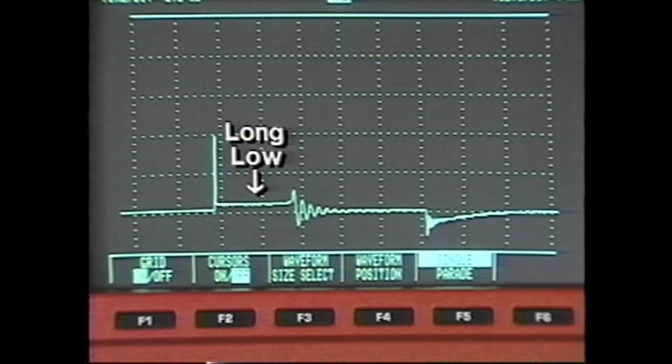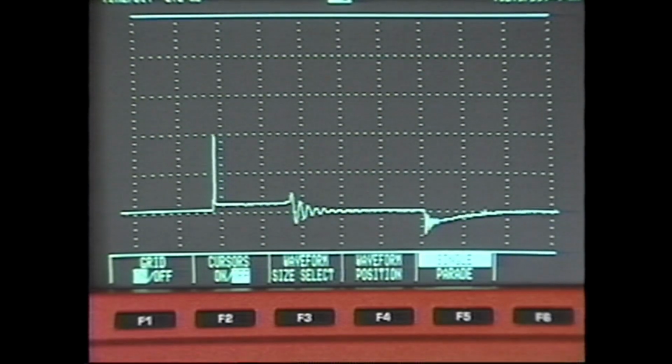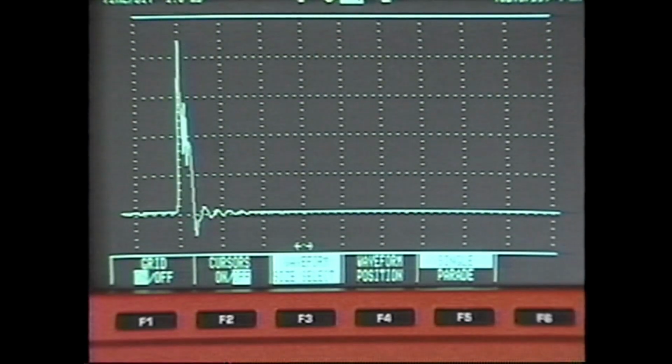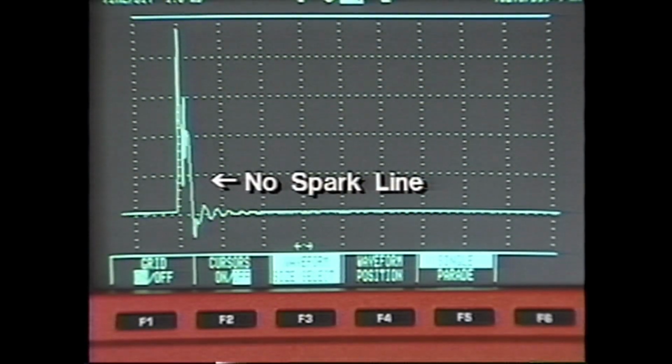A spark line that's longer and lower than normal can be caused by a rich fuel mixture. An excessively long spark line is characteristic of little or no internal resistance. Check the spark plug and gap conditions as well as the compression pressure. A shorter and higher spark line is typical of lean fuel mixture. No spark line at all is a misfire. Check the spark plug wire.